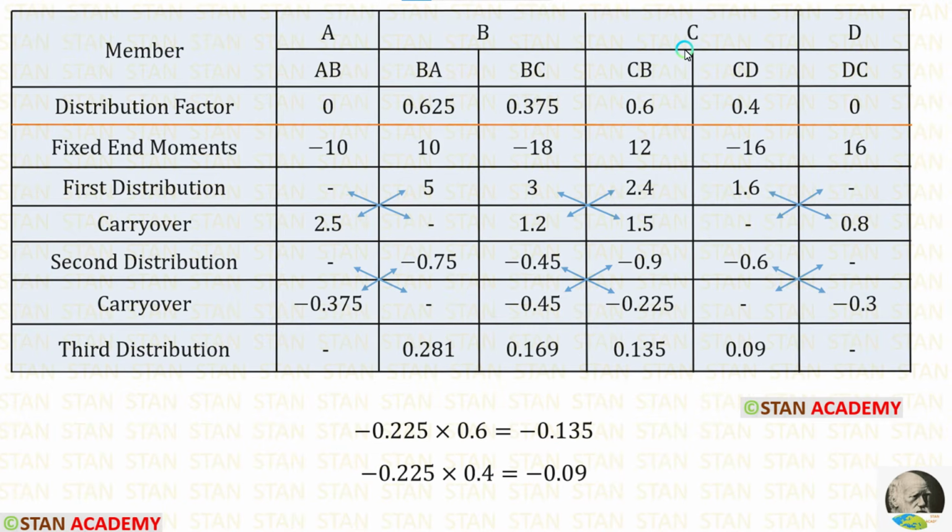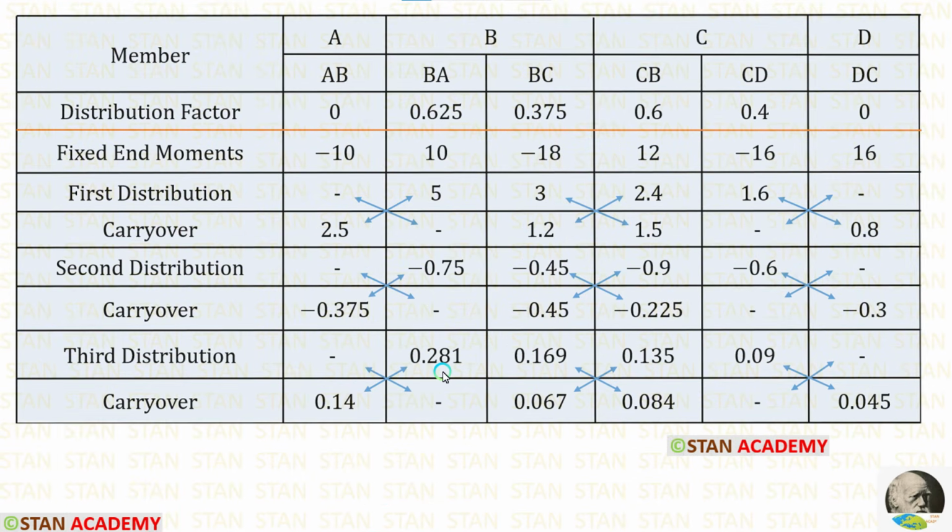Now let us make the third distribution in the joint C. In the joint C also, there is only one value. For CB, we are having minus 0.225. For making the distribution, we have to multiply this value with the distribution factors. When we do that, we are getting negative values, so we are entering inside the table as positive.